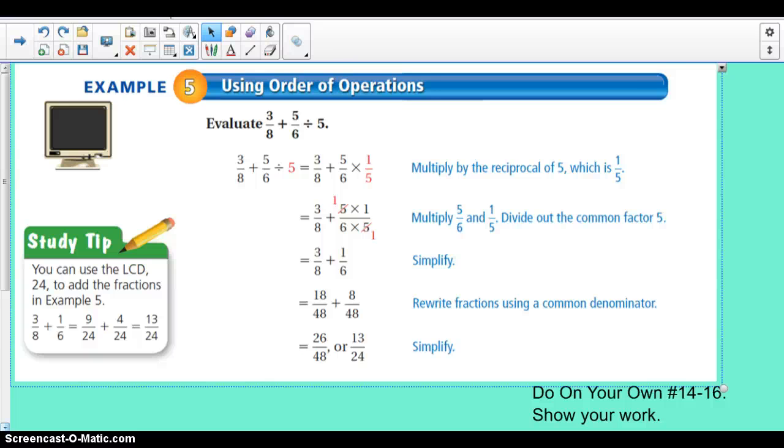With example 5, we're going to watch a video first, and then we'll move on with the lesson.